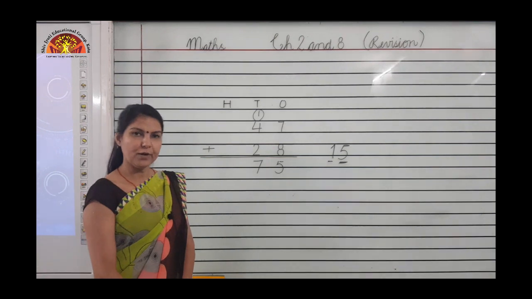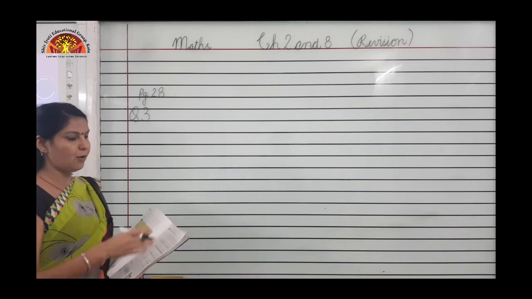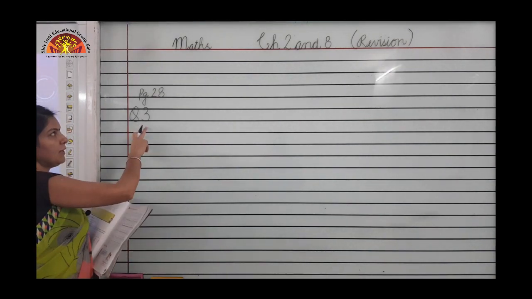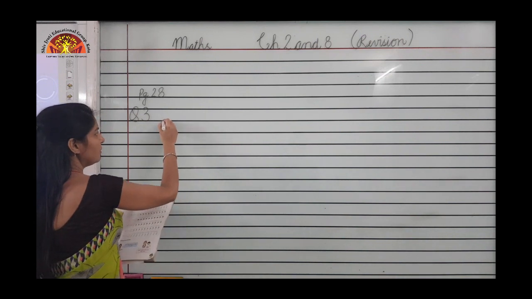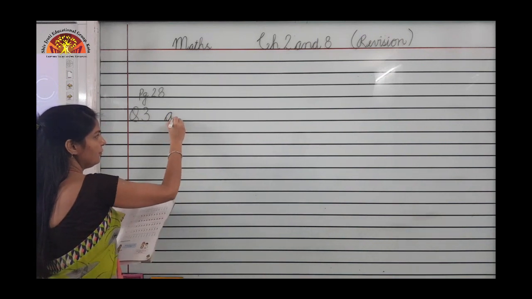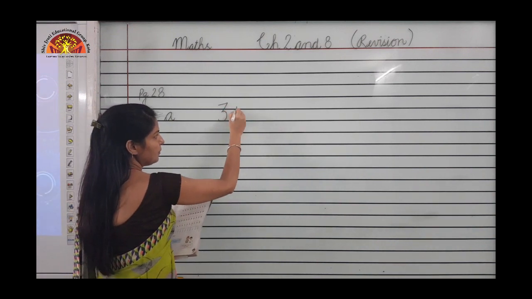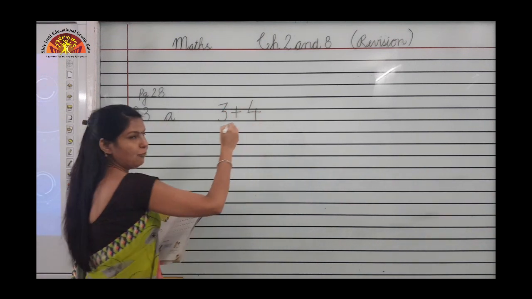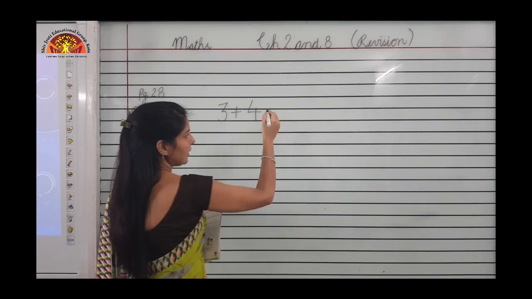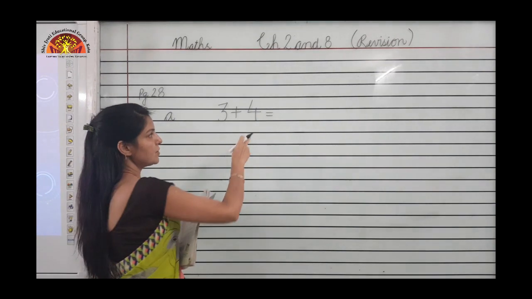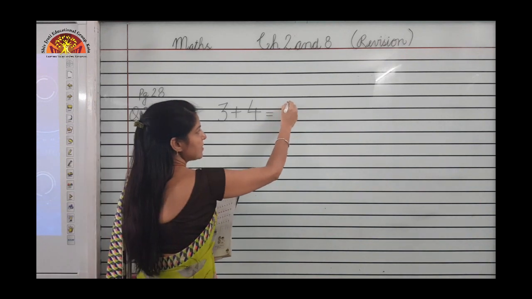So I hope you have understood this sum. Now children, let's see one sum from the book. This is question number 3 from page number 28. Here this is a part of this sum. Here two numbers are written, 3 plus 4. Now we will add these numbers. How will we add? We have to keep the bigger number in our mind. This is 4, and move forward 3 on your finger. It will be 7.